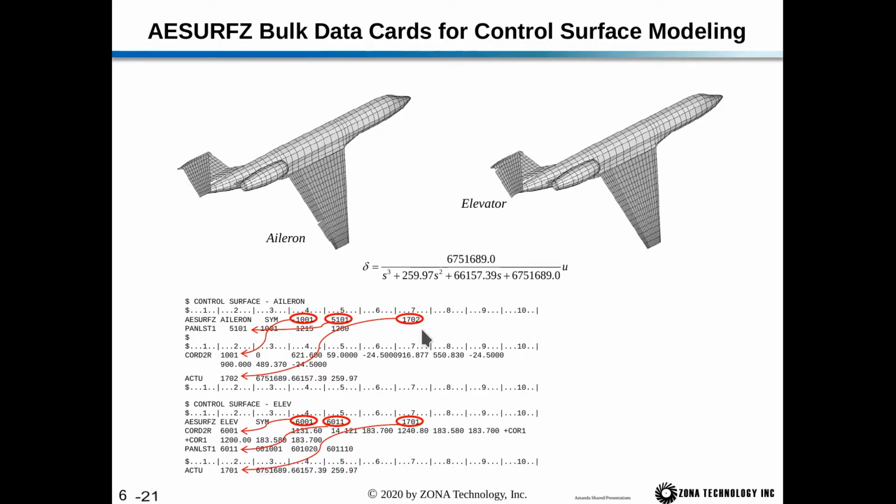Now note, even though we have the same transfer function for both the aileron and the elevator, we need unique actuator bulk data cards because the ID number of the actuator will be referred to by our closed loop controller and control system. So you are not allowed in the AEserv-Z card to refer to the same actuator card. If this was 1702 referring to this actuator, that would not be allowed because one actuator bulk data card is not allowed to be used by two different AEserv-Z cards.